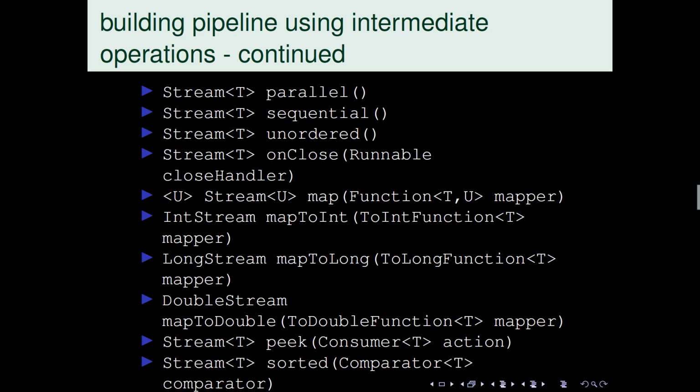This one is where we have one-to-one. No element will be lost in this. For every one element in the input, there's one element in the output.